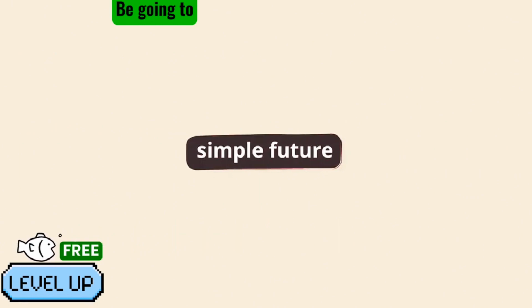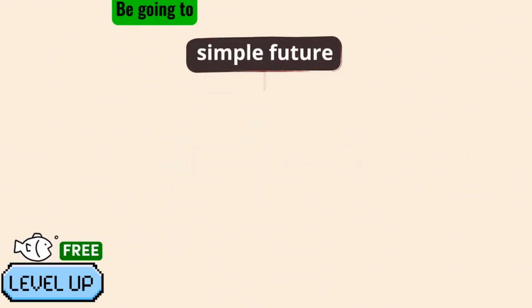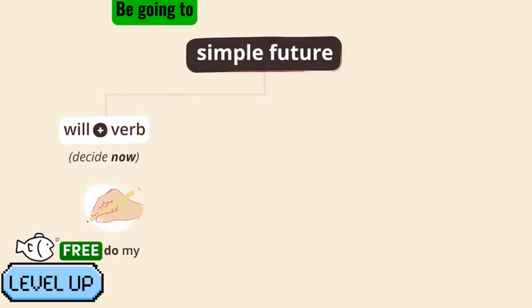There are three ways to express the simple future tense in English. We use will and a base verb to decide on a future action at that moment. For example, I will do my homework tomorrow.